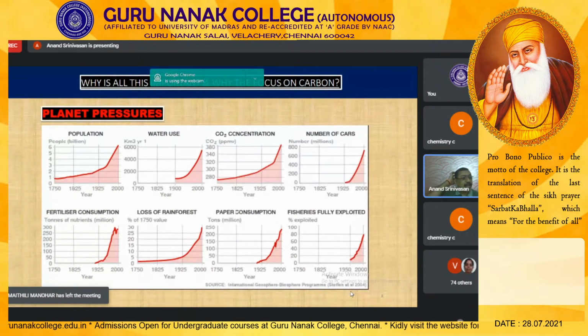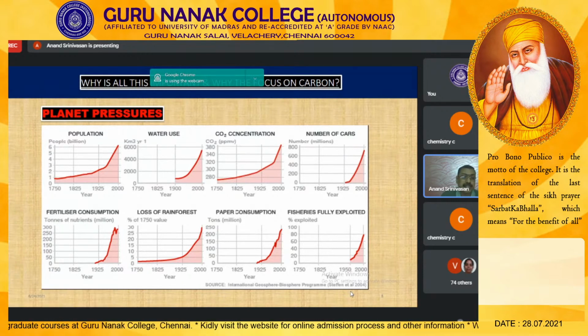We are adding a lot of pressure to the planet. You can see the population growth, again from 1750 to 2000, a steep increase in the population, which is to be controlled. That is why, I think, in Maharashtra now people go for only two children. That is one reason, because again, we don't have land, we don't have resources, we don't have energy to supply to this material.